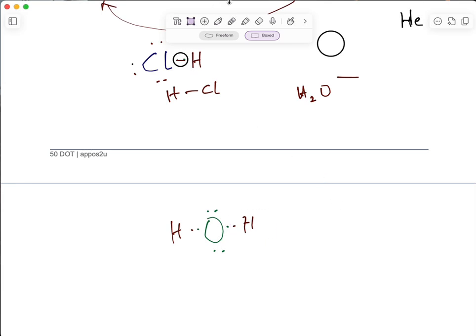So at the end of the day, what do you have? You're going to have 1, 2, 3, 4, 5, 6, 7, 8 around oxygen, so completed. 1, 2 around this hydrogen, 1, 2 around this hydrogen. So therefore, you have your H2O. So H2O, you also have what? You also have a covalent bond present in there.